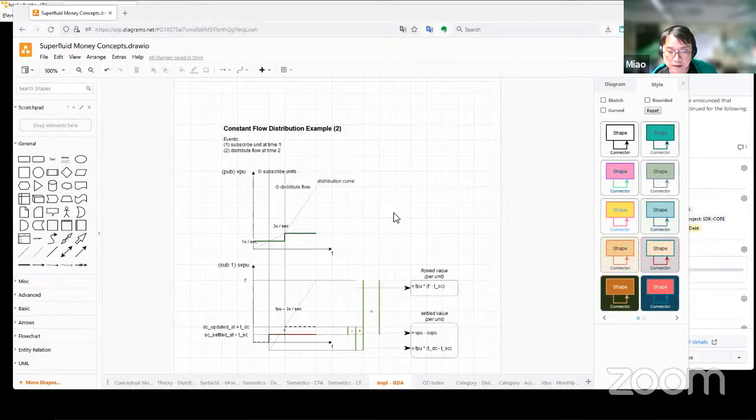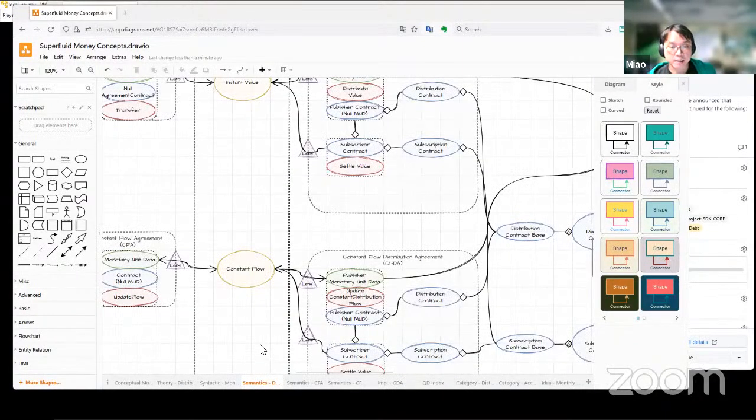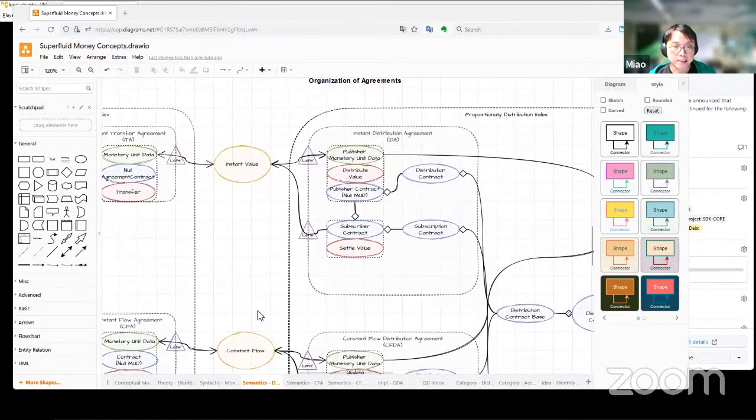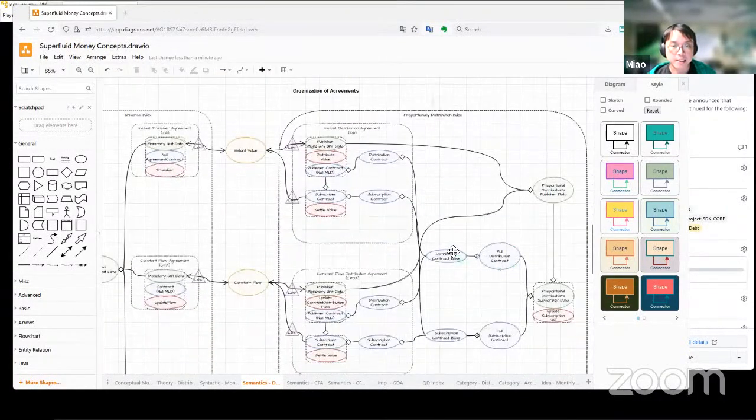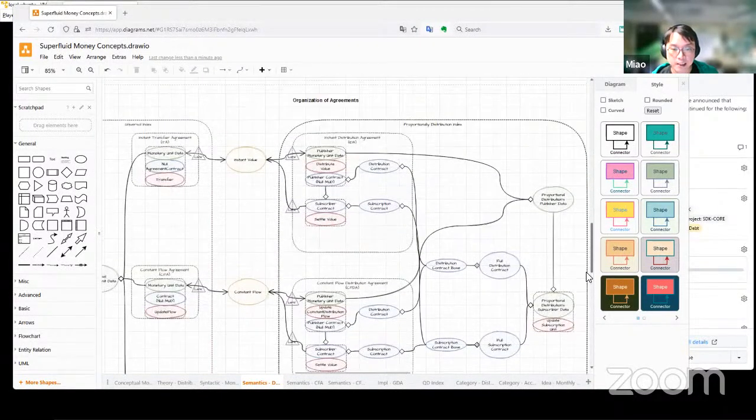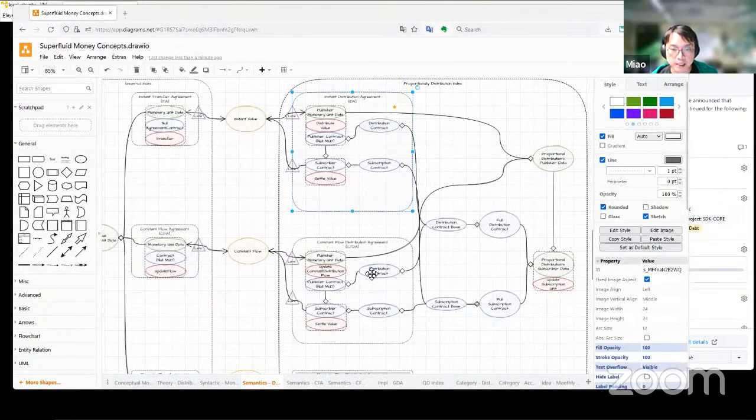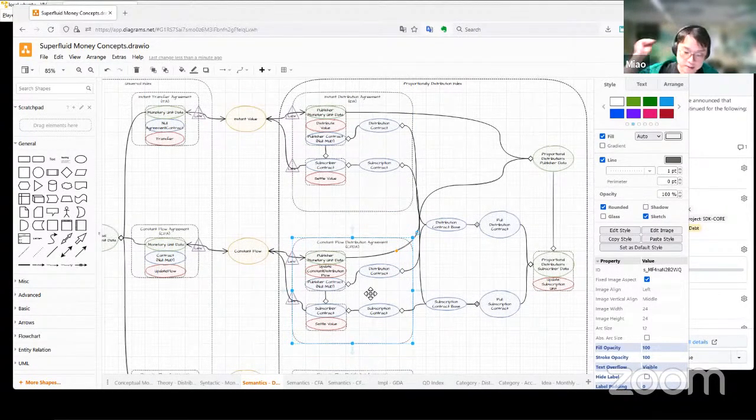Actually, first thing, the indexes are probably preferably shared between CFDA and IDA. At least in the specification, it's written in a way that you are subscribing to the same index, but the index can be used either for instantly distributing or for the constant flow. So it's the same index, but you can apply different functions. One is instant distribute some value, and one is constantly.